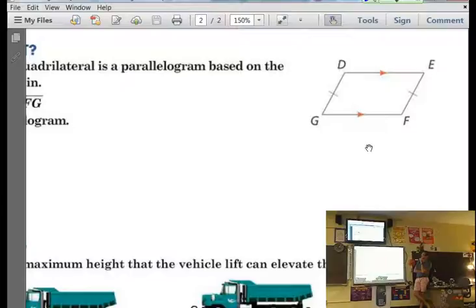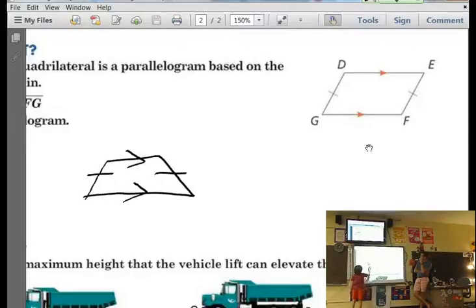Well, couldn't you say that, since all you know is that they're parallel and they're congruent, you don't know that that's to scale? Couldn't you say that that could actually be like this? Well, no, he's technically right, and it's not a parallelogram?